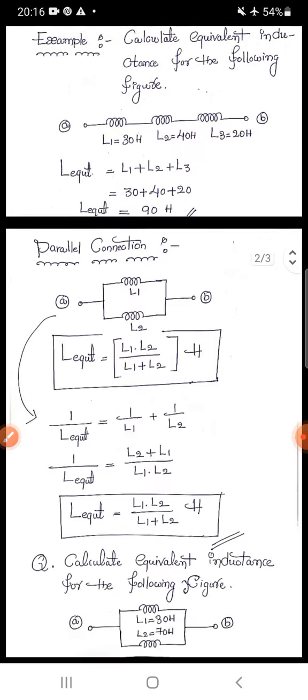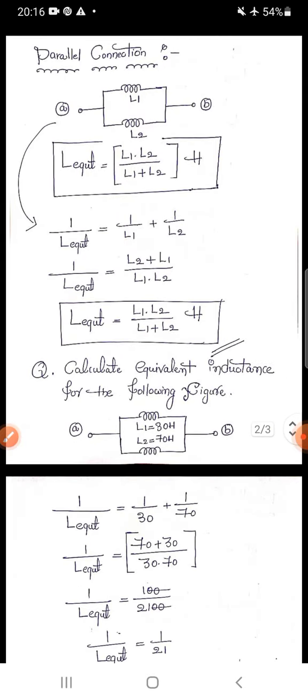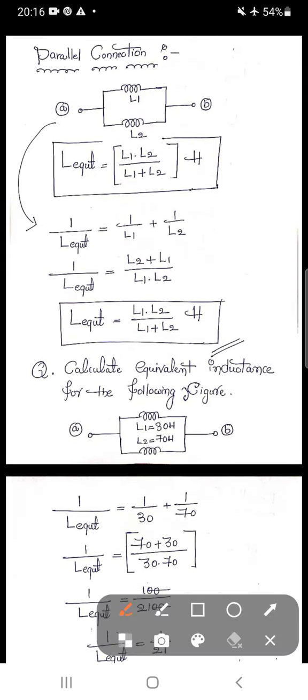Now coming to the second type, the parallel connection. We are going to discuss the parallel connection of inductors. If inductors L1 and L2 are connected like this, both in parallel, we call this type of connection a parallel connection.